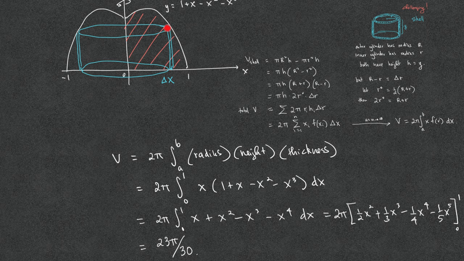The shell method should be employed when the disk method is not easily implemented. In this case, for the shell method, we would need to slice the solid parallel to the axis of rotation instead of the disk method, where we slice the solid perpendicular to the axis of rotation. To remember the shell method, keep in mind that it is the circumference 2 pi r times the height times the thickness of a particular shell.